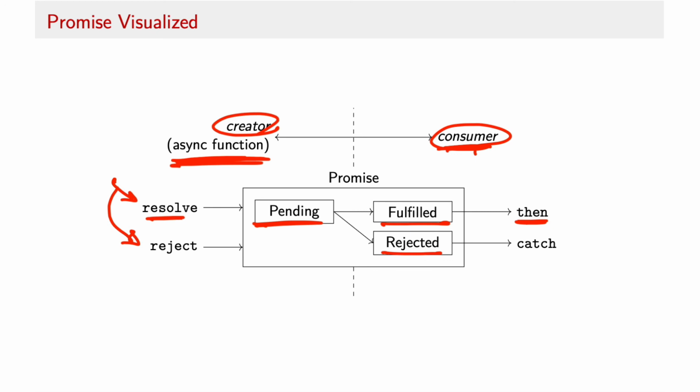On the other hand, if the promise is rejected because something went wrong here in the async function and your promisification code called reject, the catch method is going to be called on that promise object, and it's going to be passed whatever value you sent in as a parameter to the reject function after you detected that there was a problem on the creator side.